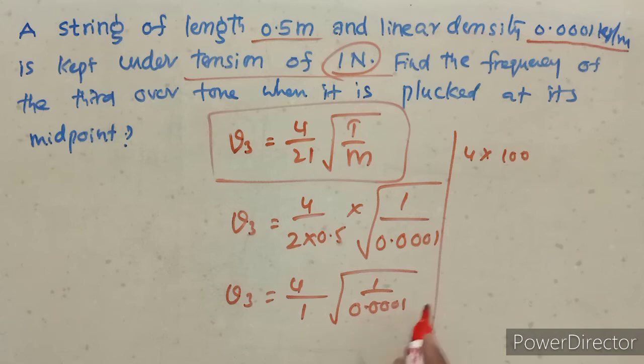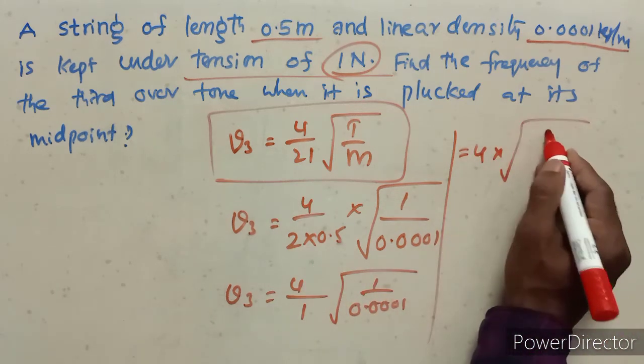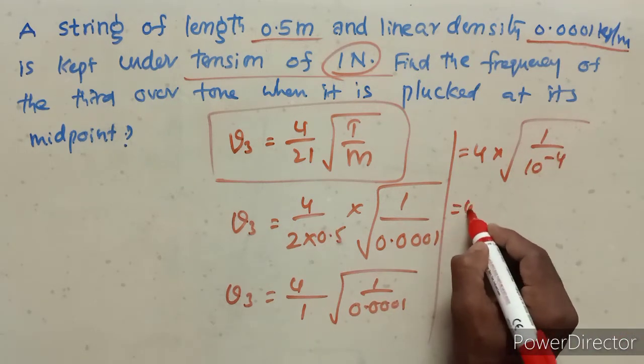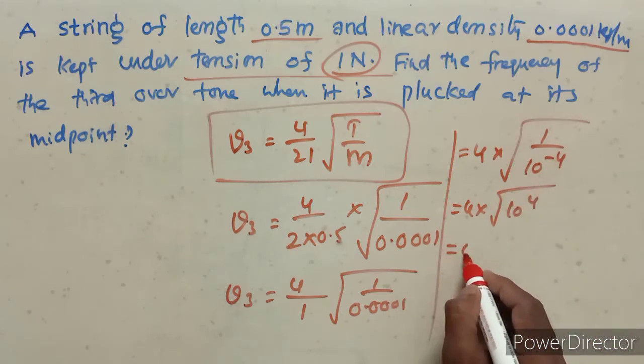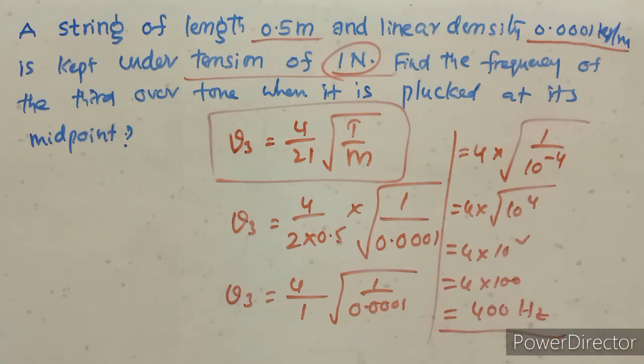So this is 10 to the power of minus 4. So 4 upon 1 is 4 into 1 upon 10 to the power of minus 4, which equals 4 into 10 to the power of 4, so equals 4 into 10 square, 4 into 100. This equals 400 hertz. The third harmonic is 400 hertz.